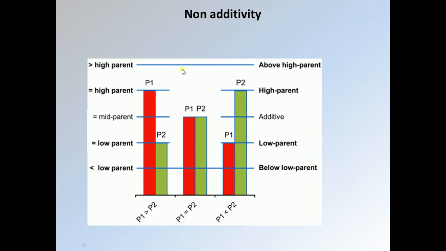Consider parents, parent 1 and parent 2. When we talk about additivity or non-additivity, it's always a comparison of the progeny of these parents compared to the parents. Imagine that you have a trait, and parent 1 has a higher value for this trait compared to parent 2. We talk about additivity when the value of the progeny is equal to the mid-parent value, and the mid-parent value is just the average between parent 1 and parent 2.